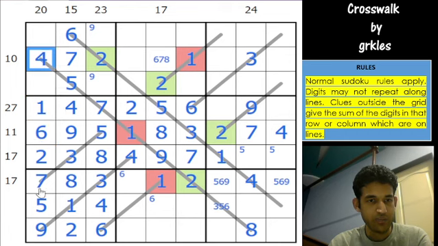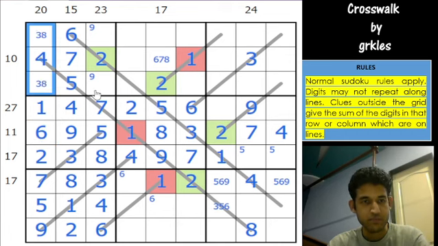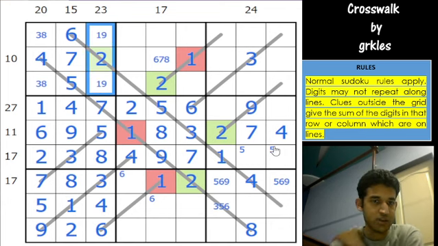1 2 6 4 5 7 9. So this must be a 3 8 pair, and this must be a 1 9 pair. So all the digits now are settling very well in place.